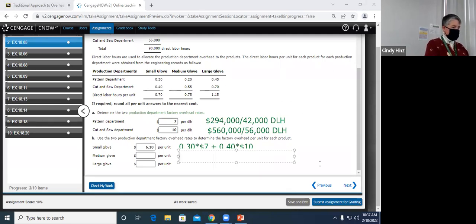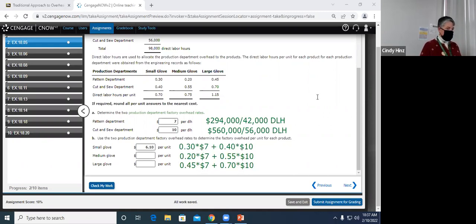So very similar to what we had done. We're just adding a small complication by separating the departments and having separate overhead accounts. So where under the traditional approach we had just one overhead cost pool, now we have two. And so each product is going to be allocated two separate overhead amounts. What we're putting here in this exercise is the total. But really what's happening there is an allocation from each department, from the pattern department, from the cut and sew department. And you can see there the totals.